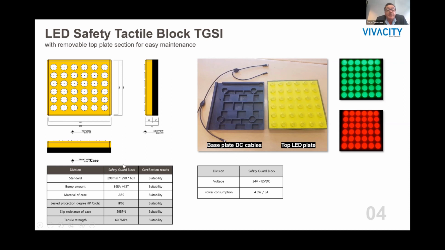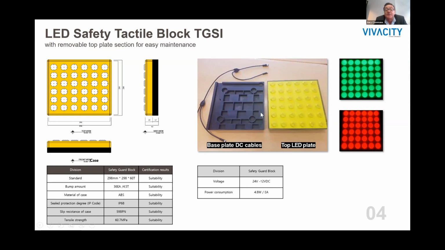The tactile itself is rated at IP68. The slip resistance is 59 PPM, when the standard is 40. The tensile strength is 60.7 MPa, which is about 20 ton. So these tactiles have been tested to handle an emergency truck driving over them. And for the city of Melbourne, we have a street cleaner truck that drives over 3 times a day. So we can handle basically any kind of punishment you put towards it.